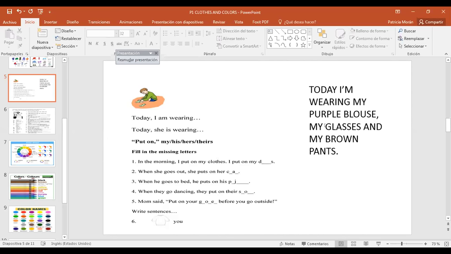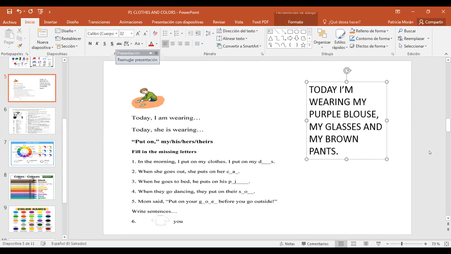My glasses, ¿verdad? En este caso, si usted quiere decir lentes de sol, solo le agrega sunglasses. Sunglasses. And my brown pants. Aquí podría haberle agregado otros accesorios, ¿verdad? Pero lo vamos a dejar así, okay. Sencillito. So, I would like that you can go to the breakout rooms. Voy a mandarles ahora a los breakout rooms. And I would like that you can talk about this. Me gustaría que ustedes puedan conversar acerca de esto, ¿verdad?